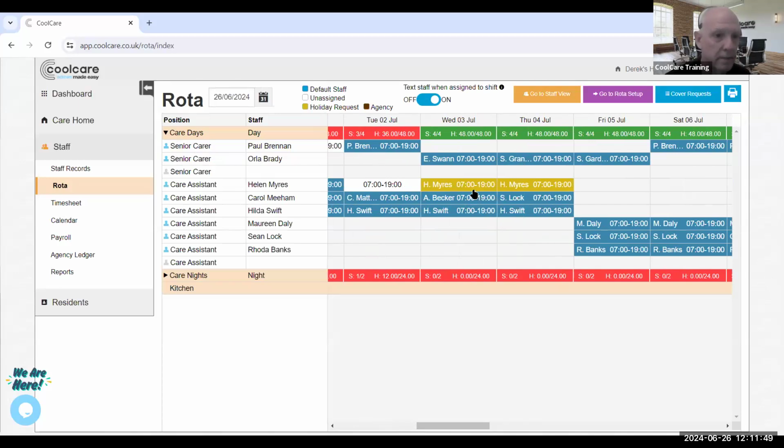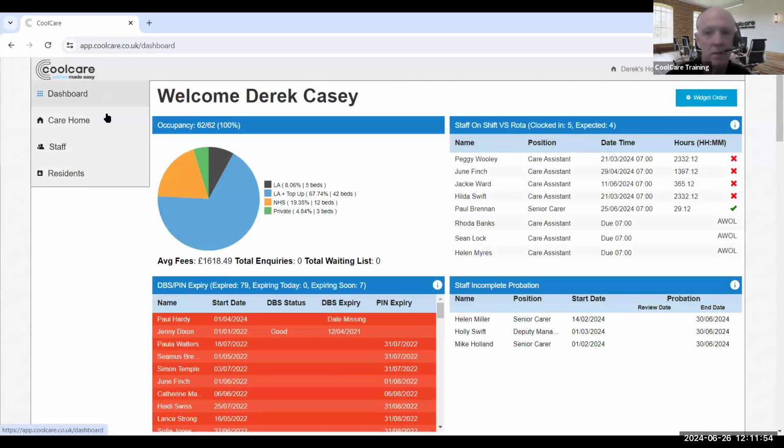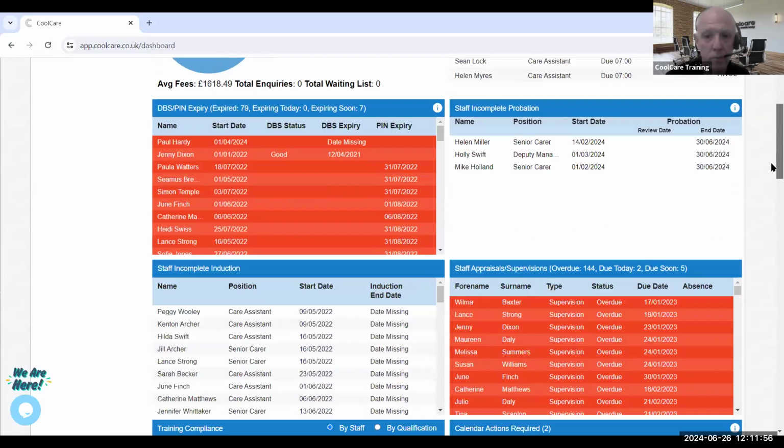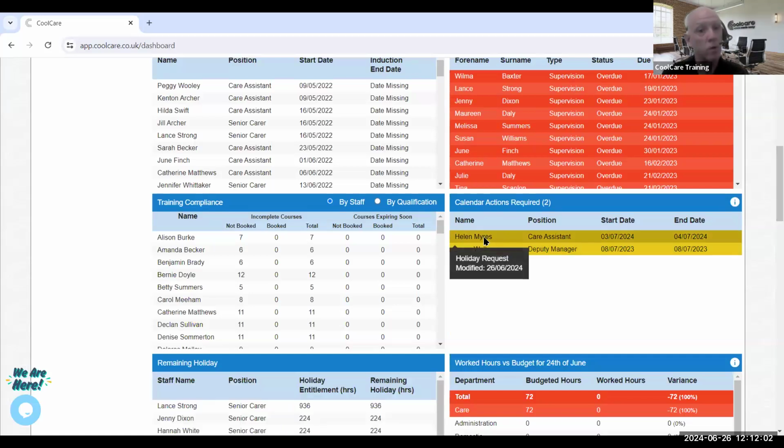All holidays that are put on the system, that are waiting to be dealt with, appear on the dashboard, where there is a widget called Calendar Actions. And there is Helen's request waiting for me to deal with it. That'll stay there until it's dealt with. In fact, you can see I'm a bit sloppy with my admin. I've still got one here waiting for 2023.